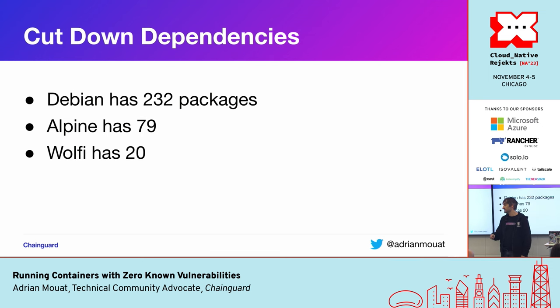On the dependencies point, coming back to the stats, the Debian Nginx image had 232 packages, so that's Debian components installed in it, and the majority of those aren't needed to run Nginx. Alpine does much better. It has 79. I think one of the reasons it has more than Wolfi is the way they've separated out the plugins for Nginx. So Alpine is probably in reality a similar number of packages to Wolfi.